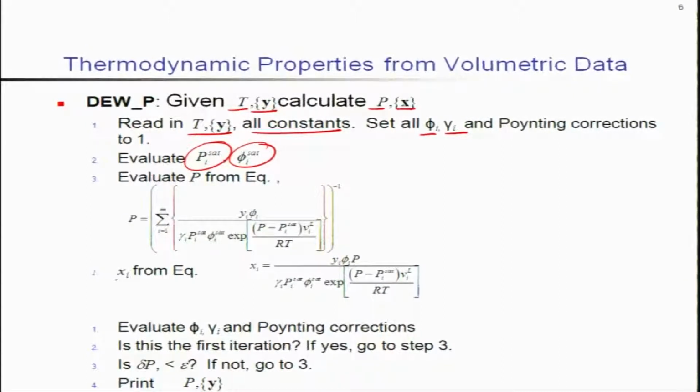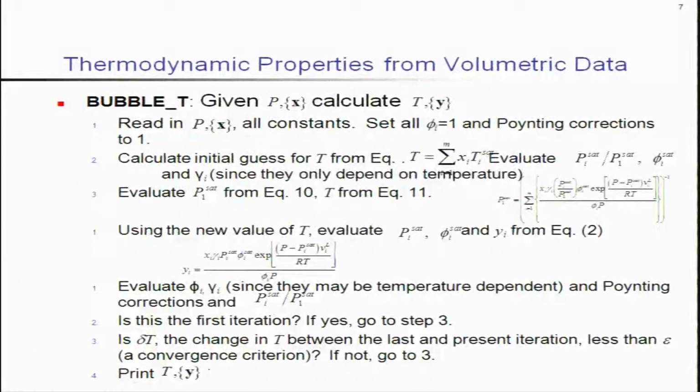Now, again we are keeping gamma to be 1 in this case, the Poynting correction to be 1, and phi to be 1. Now, we can evaluate phi i, gamma i and the Poynting correction, considering that we have this information available. We evaluate phi i again, and if this is the first iteration, then we go back to this step. So, we can keep doing this exercise until delta p is less than some epsilon, which is basically the convergence criteria, and then we finally print out the pressure and gamma.